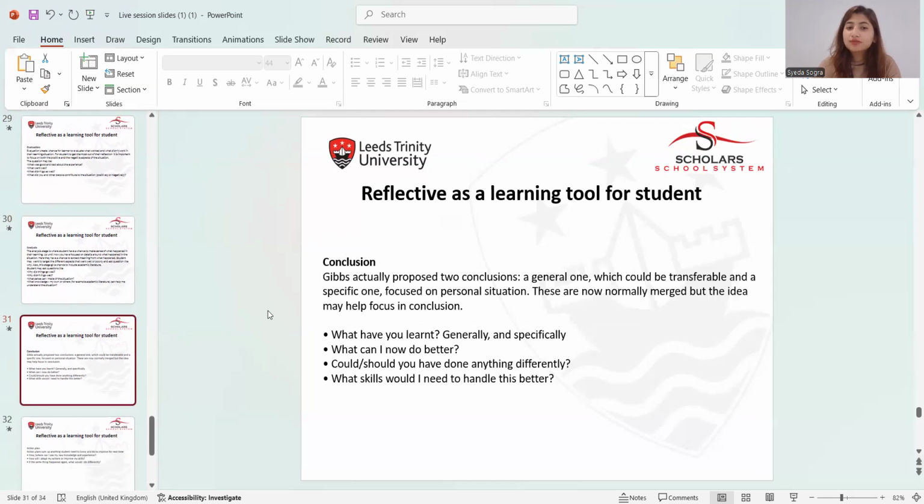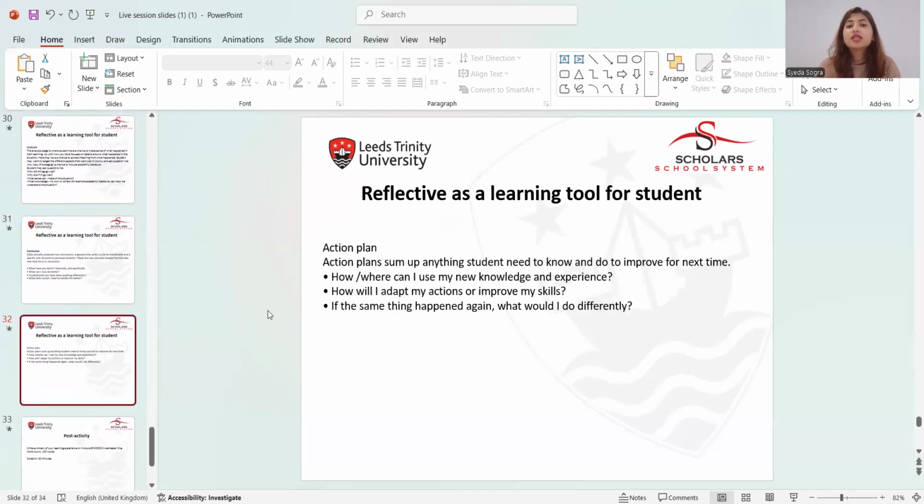In conclusion, you think about a general one, which would be transferable, and a specific one focused on the personal situation. There are normally more, but the idea may help focus on conclusion. That means what have you learned generally and specifically? What can you do better? What should you have done differently?